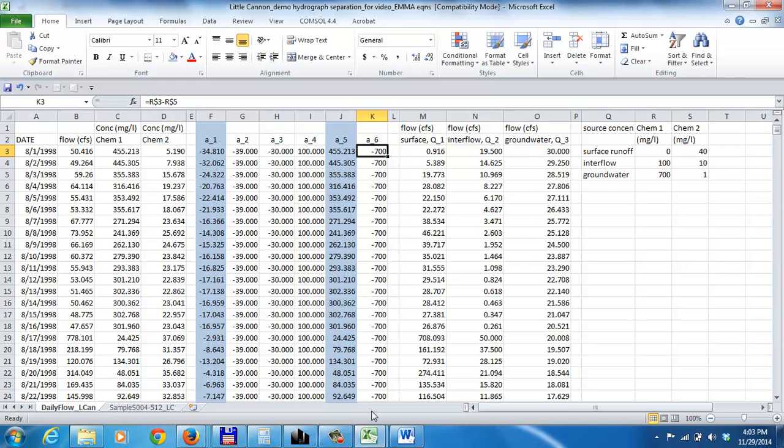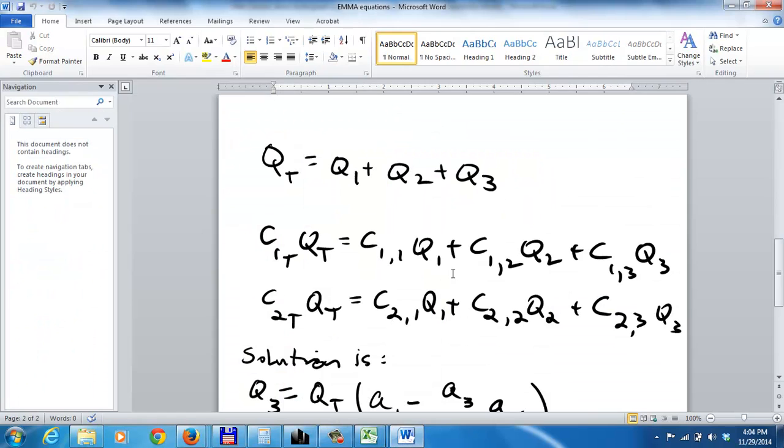Okay, so what we need to do first is to look at the equations. Besides being on this video, this will be posted on the Moodle site for the course. Here's the set of mass balance equations that I showed in class. The first equation, Qt is equal to Q1 plus Q2 plus Q3, is the equation for the water mass balance. Qt would be the discharge as measured at the gauging station. Q1 is what we'll call the discharge coming from surface runoff. Q2 is the discharge from interflow, and Q3 is the contribution of discharge from groundwater.